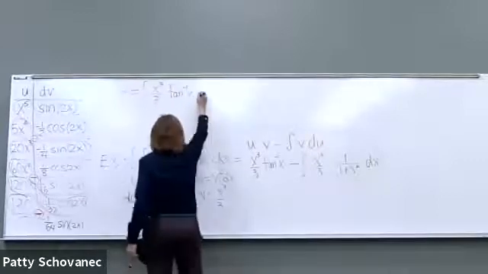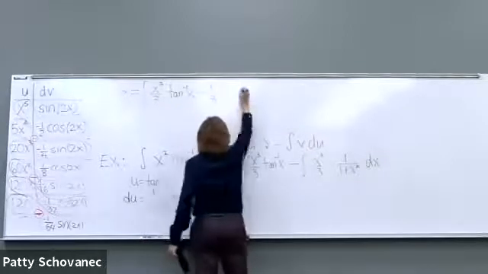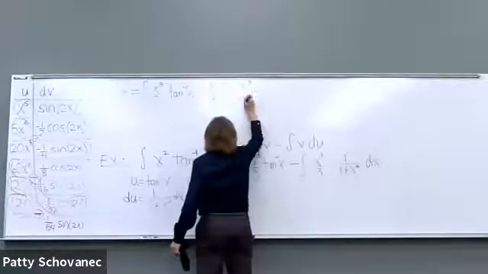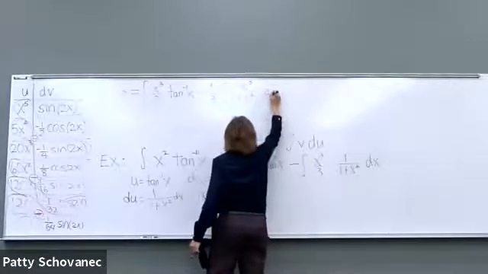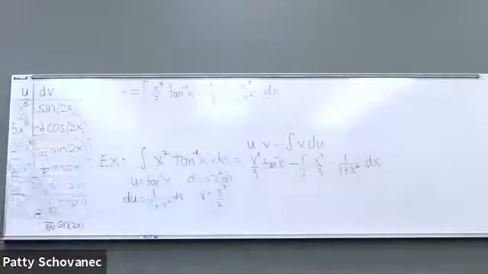We'll take the 1/3 out front. And then I'm going to slide the x cubed on top. Then I'm open for suggestions on how to do the x cubed over 1 plus x squared integral.